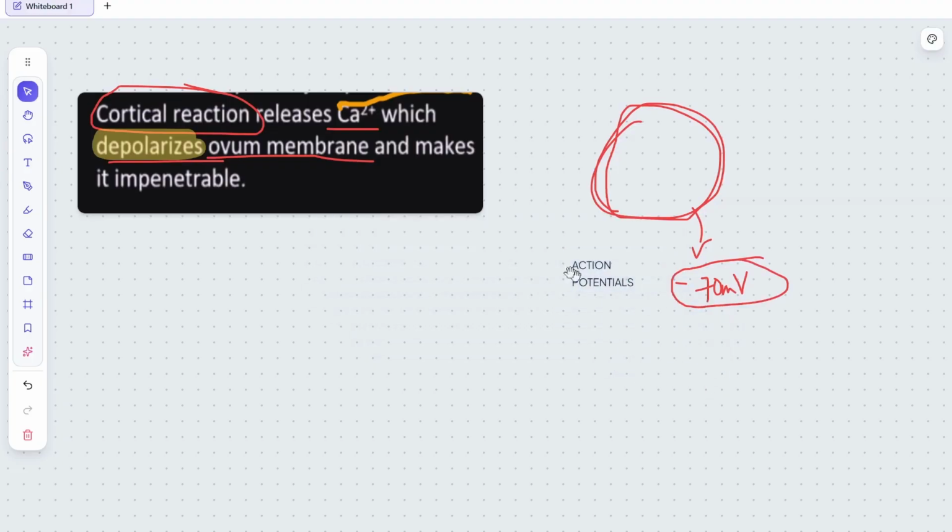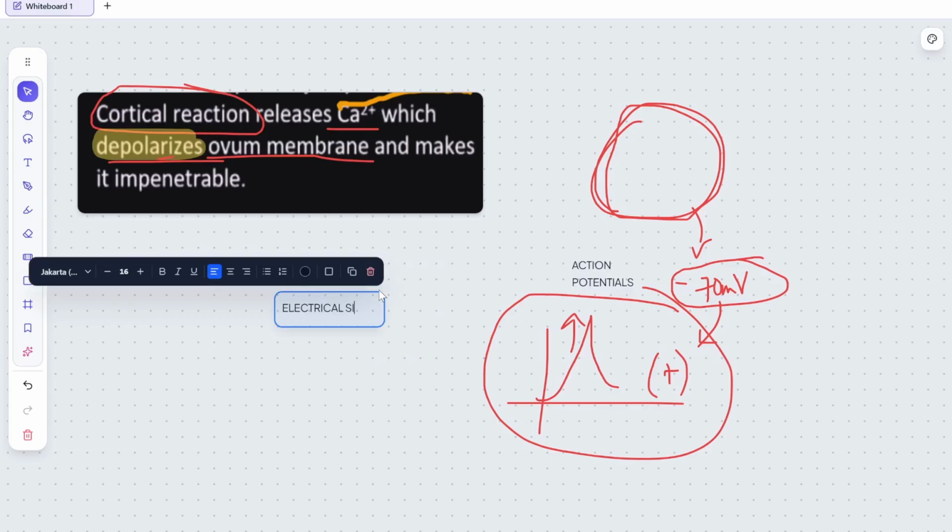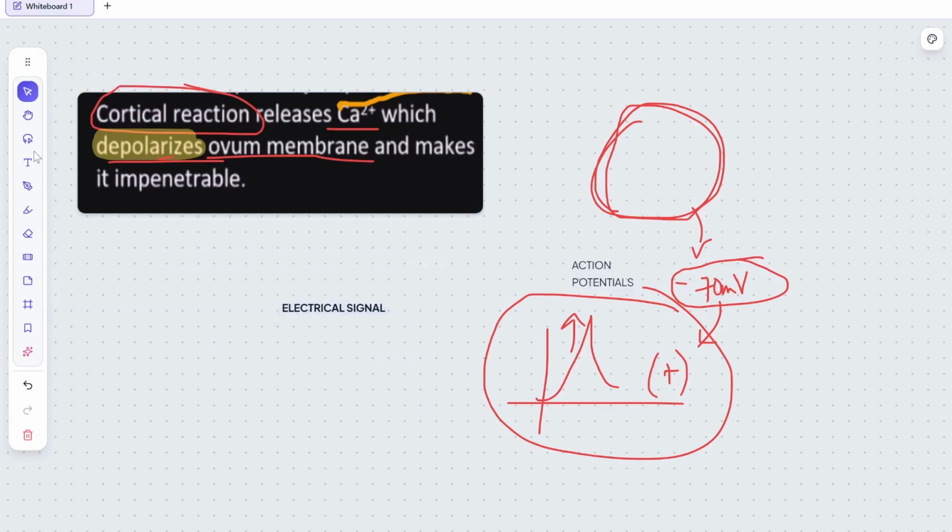So when a membrane gets depolarized away from its resting state, depolarization on the graph looks like it goes up, and your millivolts become more positive. That's besides the point. This is basically an electrical signal, and this depolarization is saying that an electrical signal happened. And it makes the ovum, the egg, now impenetrable.